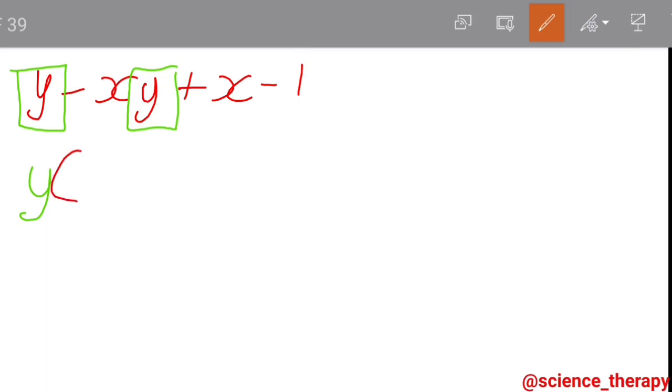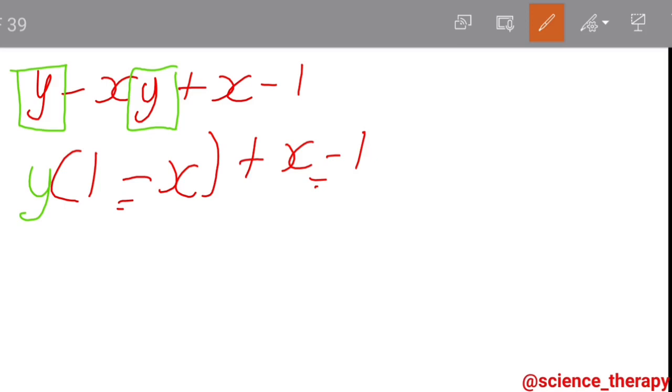inside your brackets, if you factor out y here in the first term, you're only left with 1. This is like y divided by y is 1. And then when you factor out y from the second term, you're only left with x. Then let's write this one plus x minus 1. So if you check here, our factors are almost similar, but the signs are not the same.